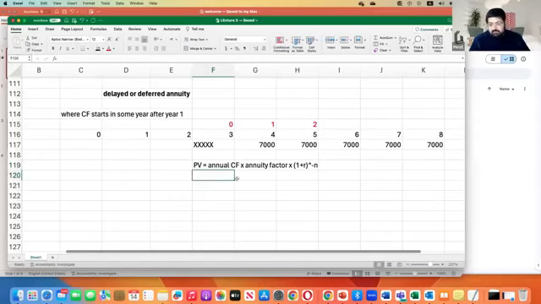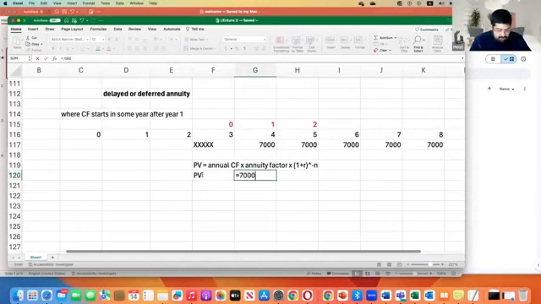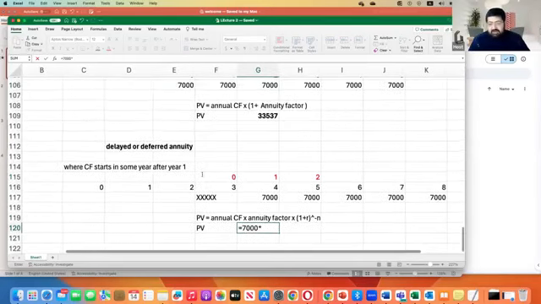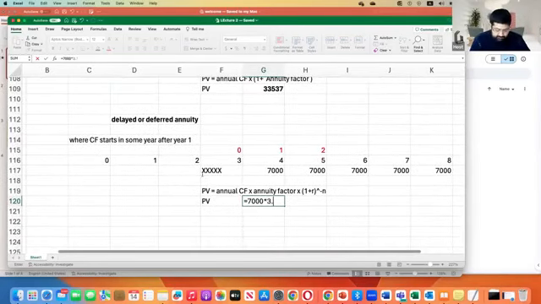minus n. So present value is equal to annual cash flow into annuity factor for 5 years at 10%, 3.79. We know that. Into 1 plus r, 0.1, raised to power minus 3, because its answer is falling in year 3. This is called delayed or deferred annuity.